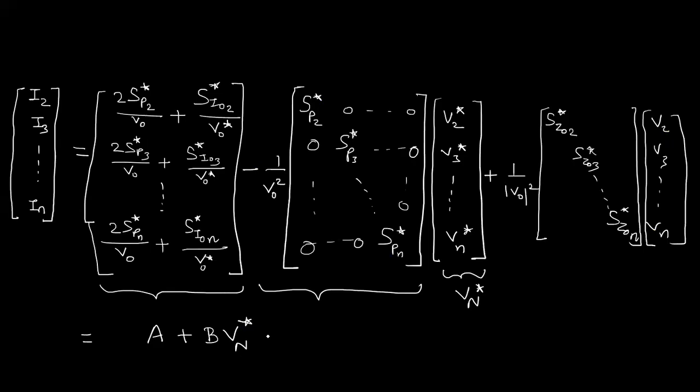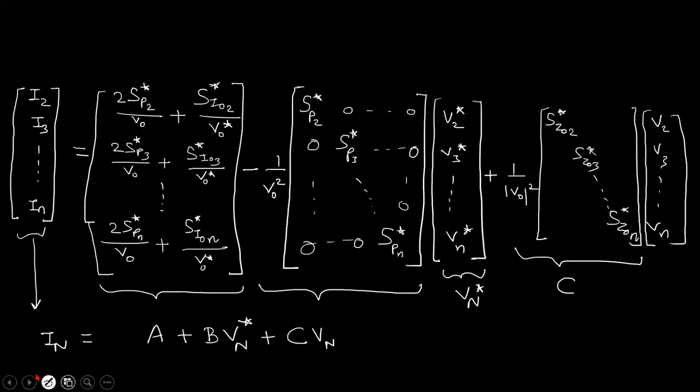And plus let us define this quantity as C. So this will be C. It is a complex matrix, and this is the same as Vn, and this is basically In. So let us take that equation on the next page. In equal to A plus B times Vn conjugate plus C times Vn.